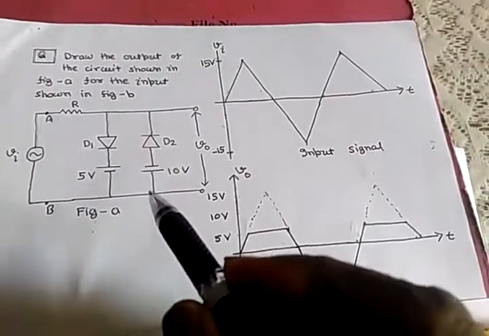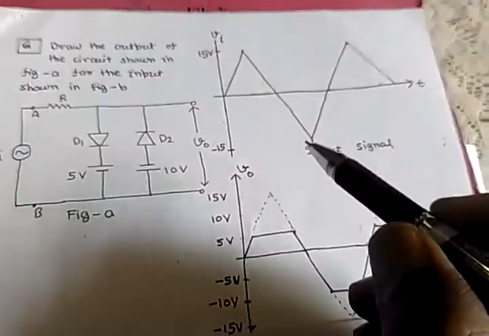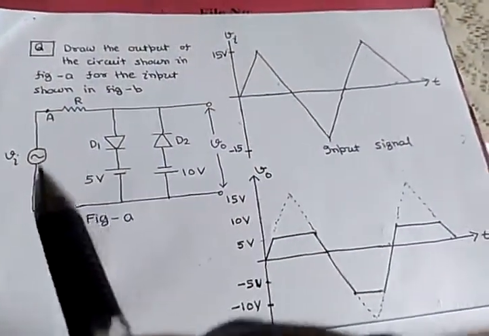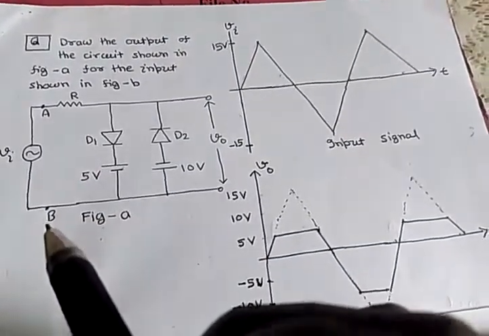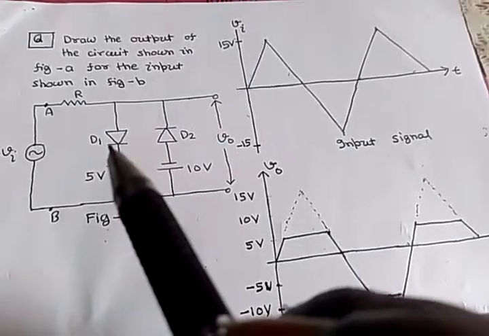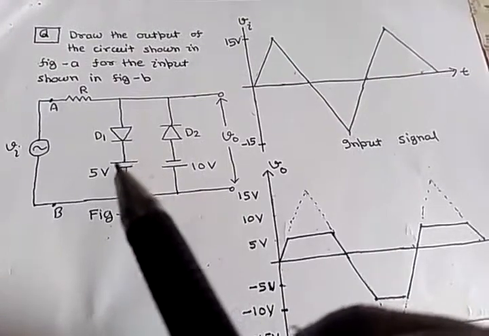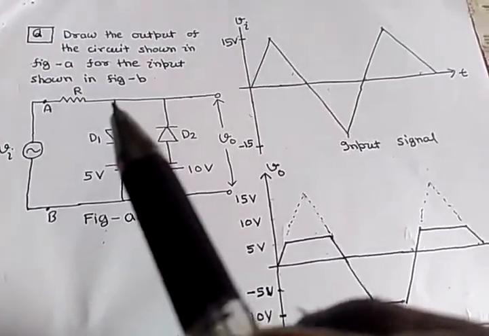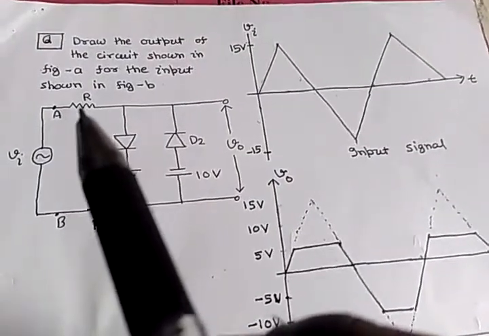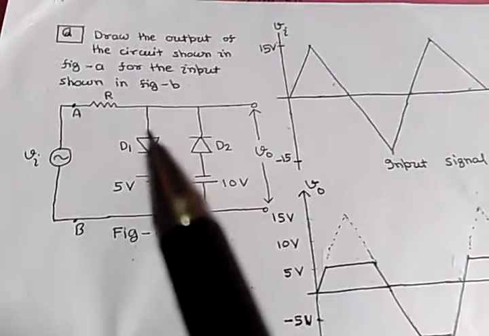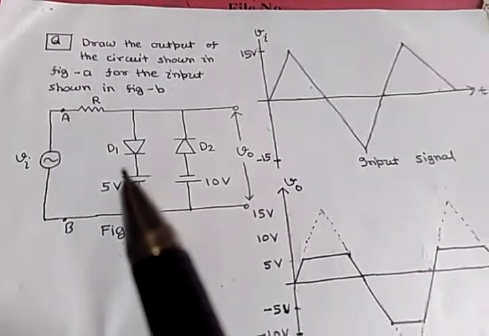Now consider the negative half cycle of the input voltage. This is the negative half cycle. In the negative half cycle, point A is negative with respect to point B. Consider diode D1. Here the N region is connected to plus 5 volt, and the P region is connected to point A through resistance R, and point A is negative in the negative half cycle. It means the P region is negative and the N region is at positive potential.